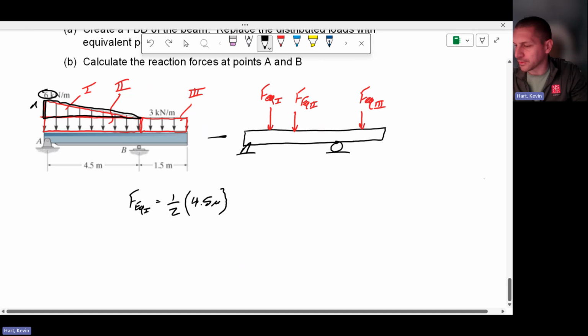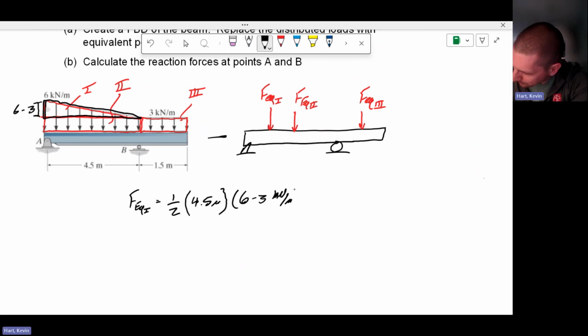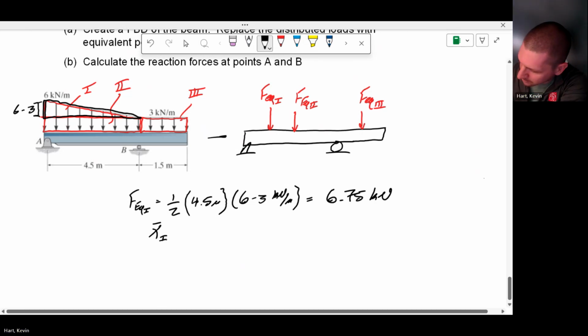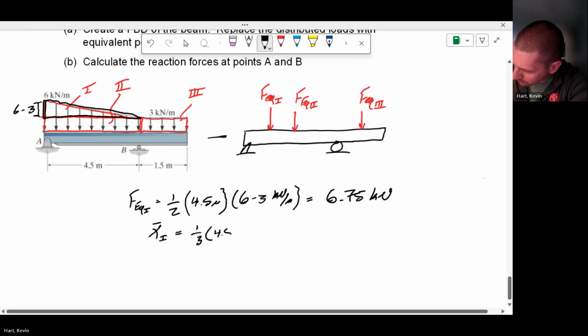Let's make that a little bit more clear. If I'm looking at the triangle alone, this is 6 minus 3, this height here. So this is 6 minus 3 kilonewtons per meter. In total, this is 4.5 times 6 minus 3, or 4.5 times 3. 13.5 divided by 2 is going to be 6.75 kilonewtons. This is located 1/3 of the way from the larger side. So it's 1/3 of 4.5 meters, so this is located at a position of 1.5 meters.